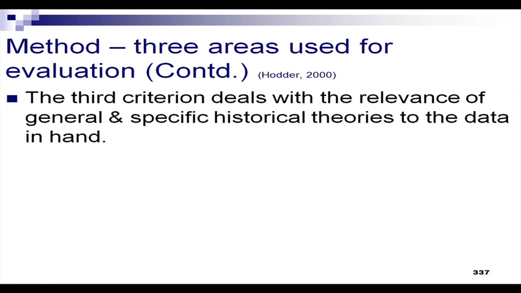The third criterion deals with the relevance of general and specific historical theories to the data in hand. Now, the data that is collected for any type of qualitative research is collected over a period of time, and this is very, very important. The context in which the data was collected changes, and with the change in context, the relevance of the data so collected may also come into question. So, the historical background and the relevance of specific historical theories becomes very important.